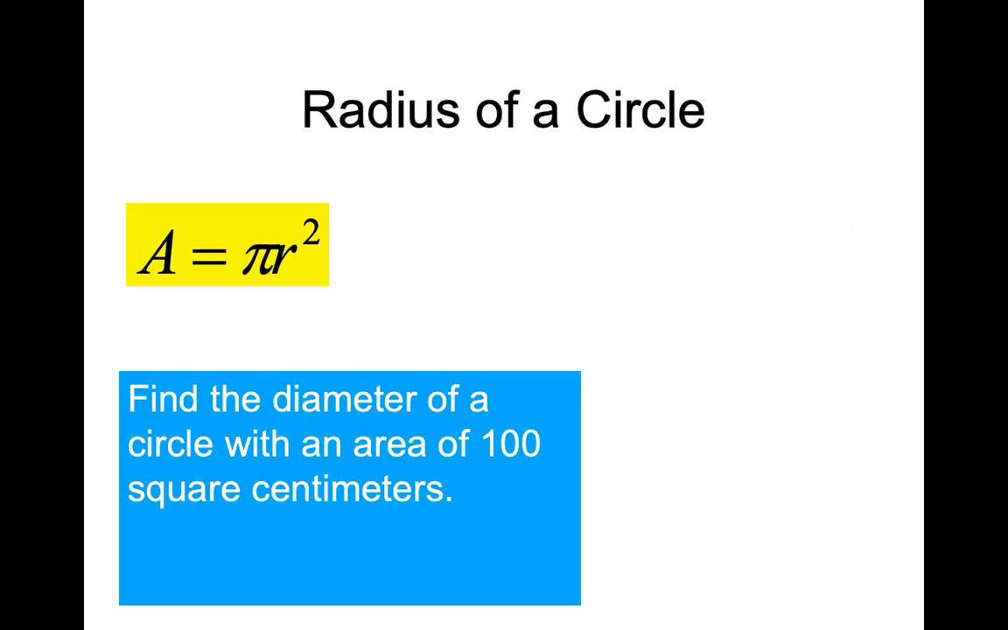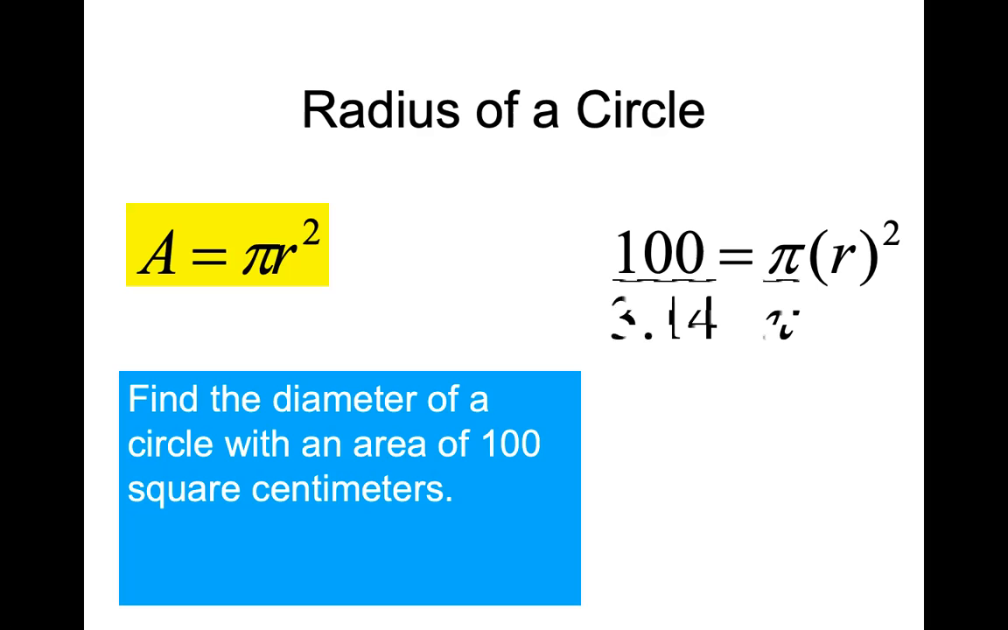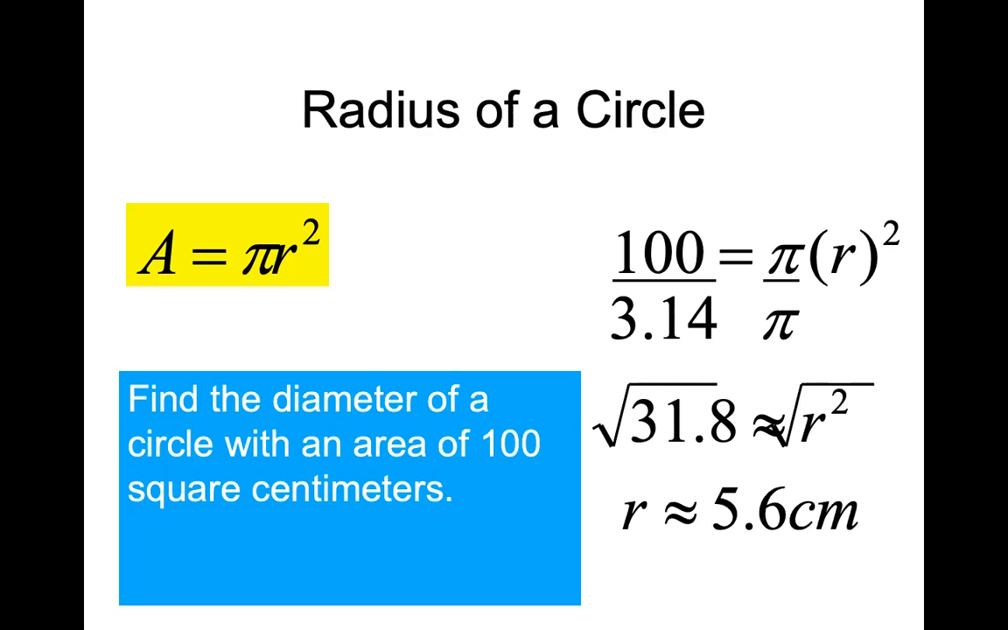Open your book. The setup is the same. Even though it says find the diameter, I still need the r. We divide both sides by pi. We take the square root of both sides. I get an answer, but what do you have to do with this answer? Divide by 2? Absolutely not. You have to double it. You have to multiply by 2.